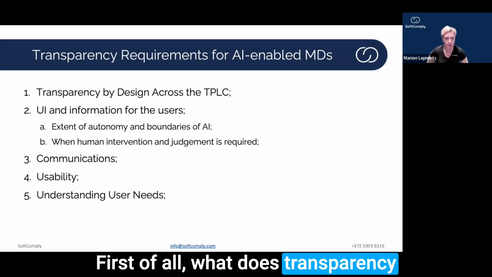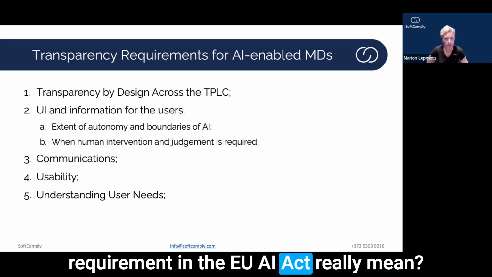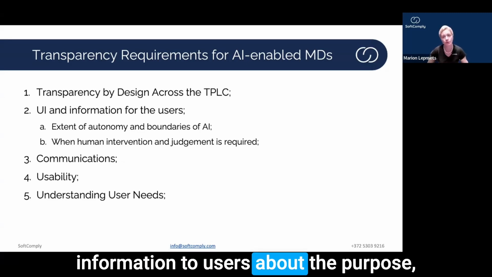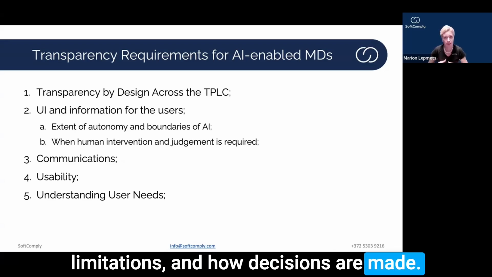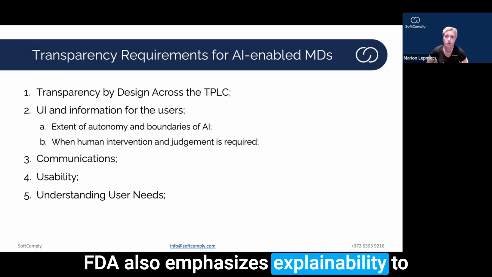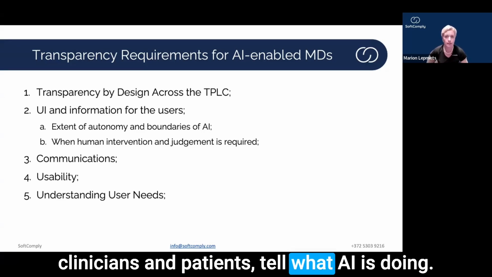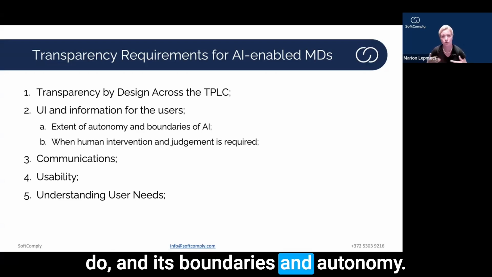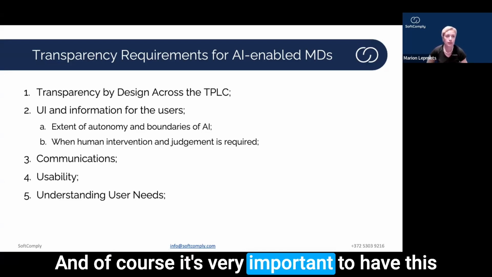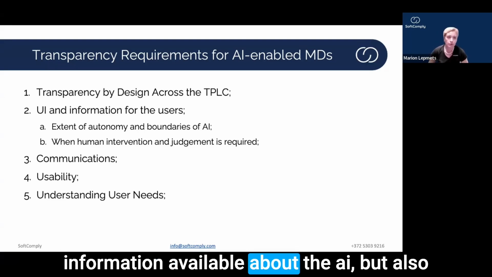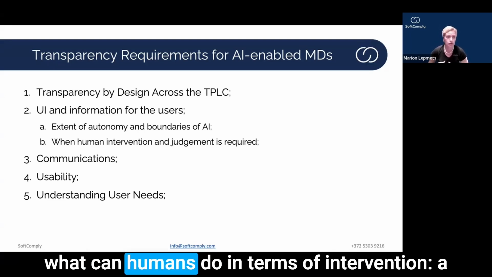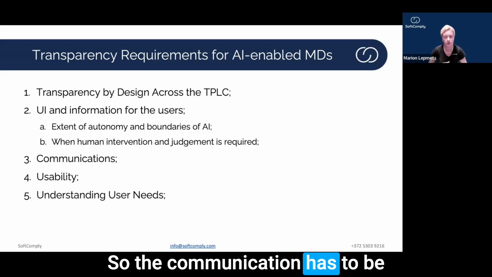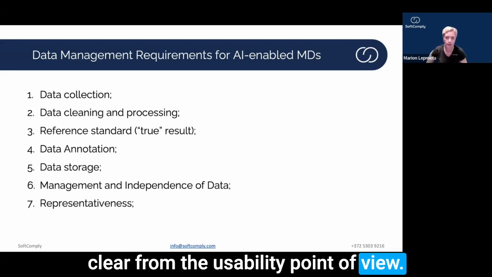First of all, what does transparency requirement in the EU AI Act really mean? High-risk AI systems must provide clear information to users about the purpose, limitations, and how decisions are made. FDA also emphasizes explainability to clinicians and patients. Tell what AI is doing. The user must be aware of what the AI can do and its boundaries and autonomy. And of course, it's very important to have this information available about the AI, but also what can humans do in terms of intervention, the possibility for humans to intervene when needed. So the communication has to be clear from the usability point of view.